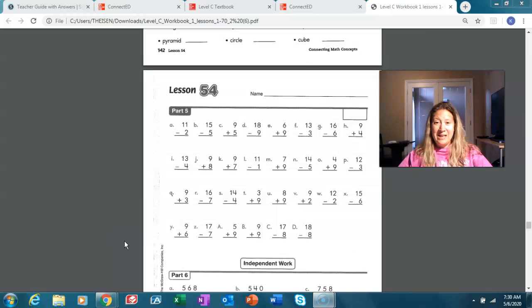9. E, 6 plus 9. What's the answer? 15. F, 13 minus 3. What's the answer? 10. G, 16 minus 6. What's the answer? 10. H, 9 plus 4. What's the answer? 13. Good job. Now we're going to get timed.